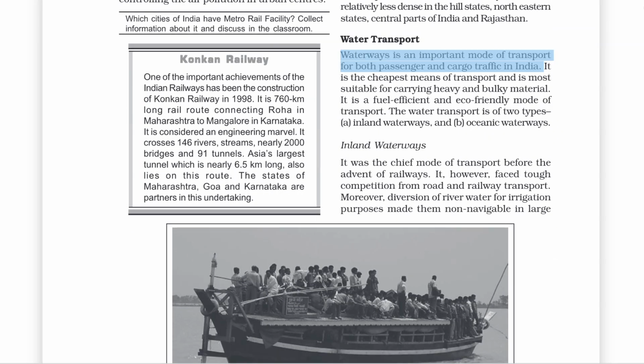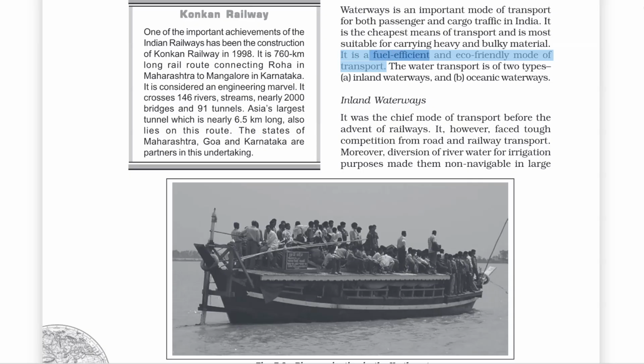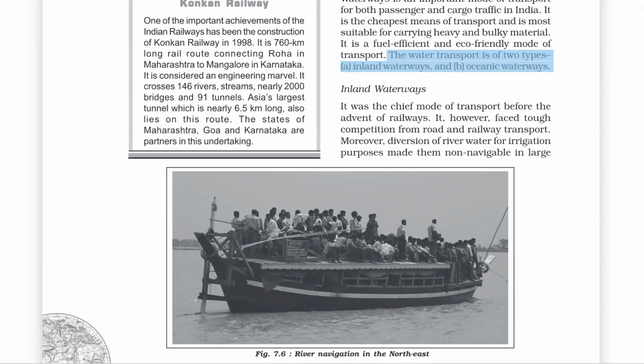Water transport. Waterways is an important mode of transport for both passenger and cargo traffic in India. It is the cheapest means of transport and is most suitable for carrying heavy and bulky material. It is a fuel-efficient and eco-friendly mode of transport. The water transport is of 2 types, A. Inland waterways and B. Oceanic waterways.